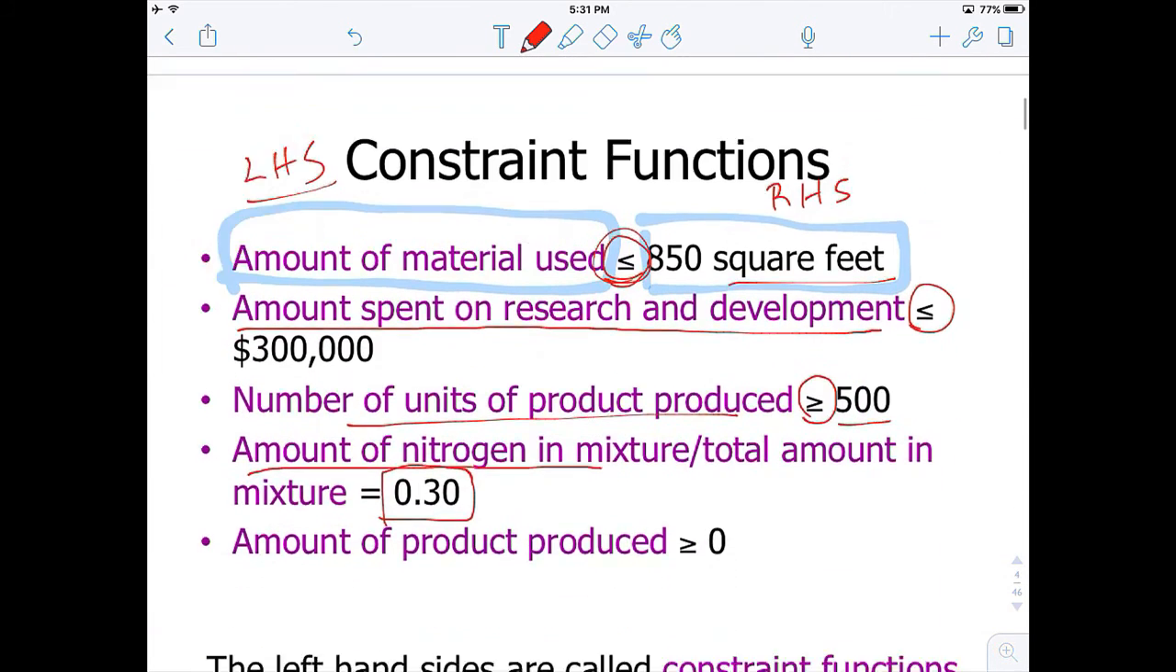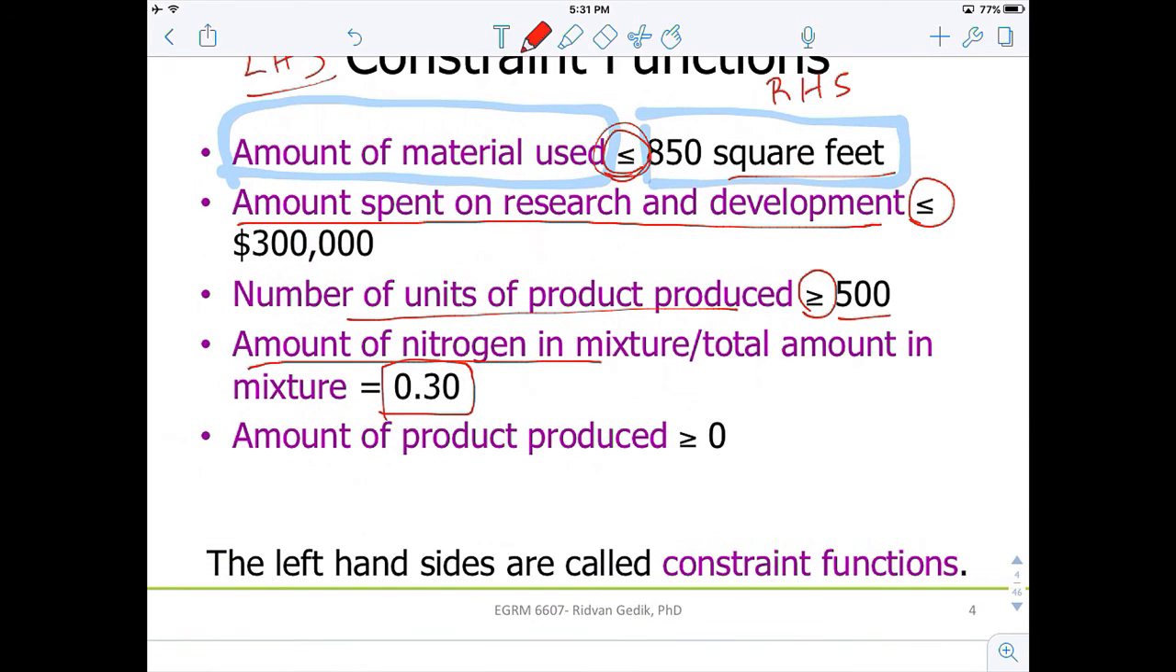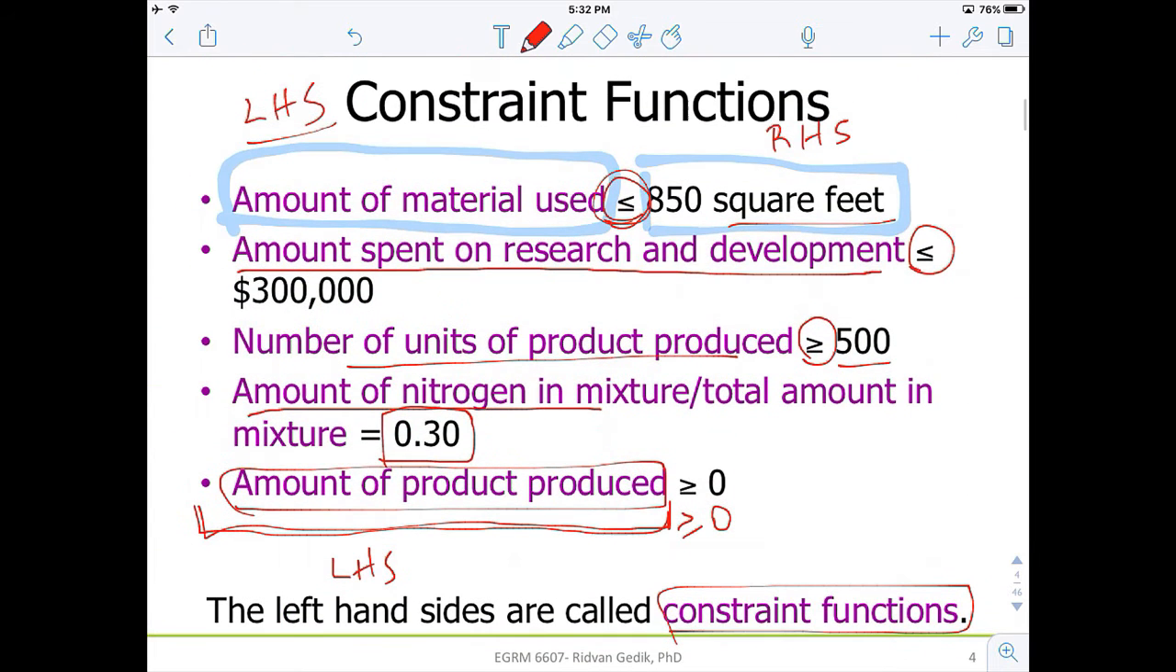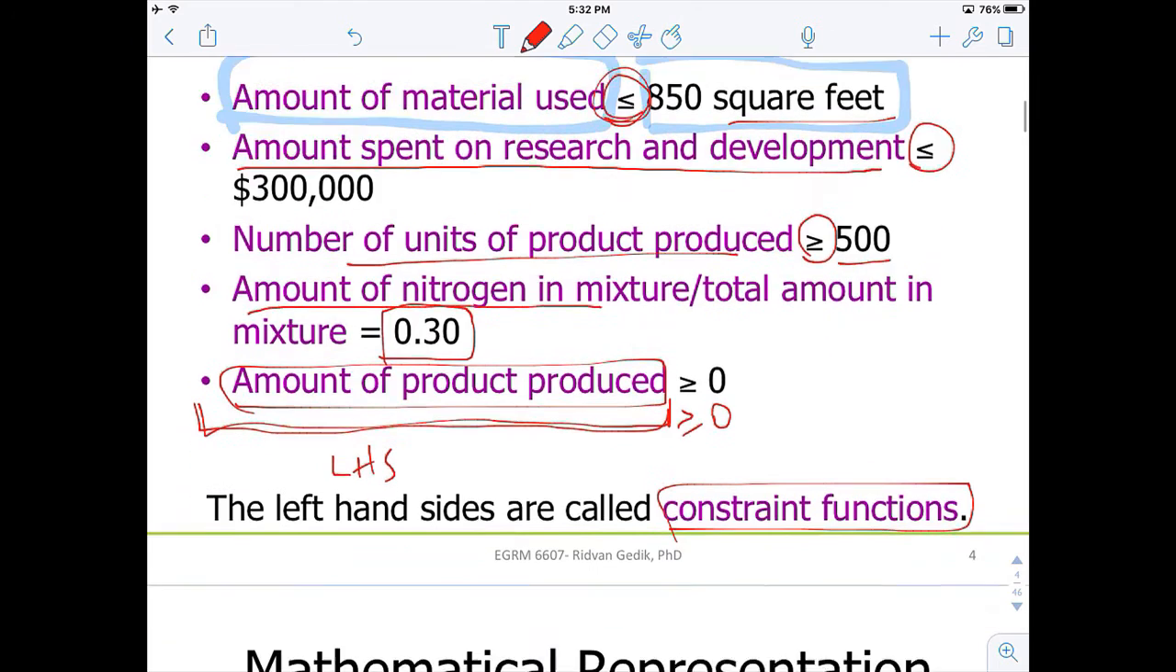This is also called a non-negativity constraint. If we do have a decision variable, we can say that, okay, make this always greater than or equal to 0. The left-hand sides are called constraint functions. So long story short, we have to figure out a way to put a function on these left-hand sides. Okay? The rest is easy. The rest is to come up with the right symbol and then come up with the right-hand side values.